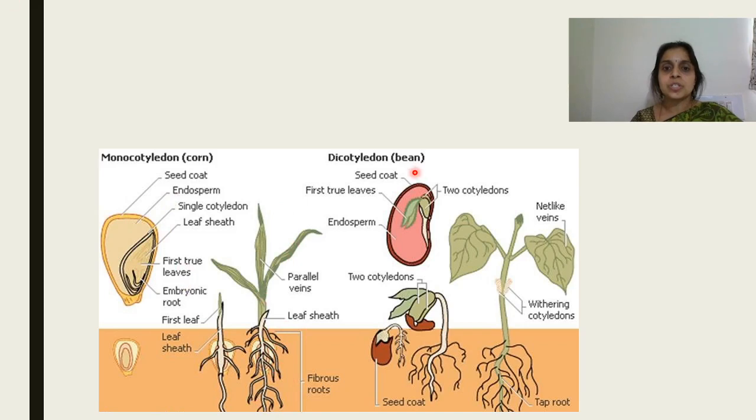Coming to dicots, they have a seed coat. The first two leaves are present. They have an endosperm, and there are two cotyledons. Coming to the roots, they have a tap root. And the leaf has reticulate venation.